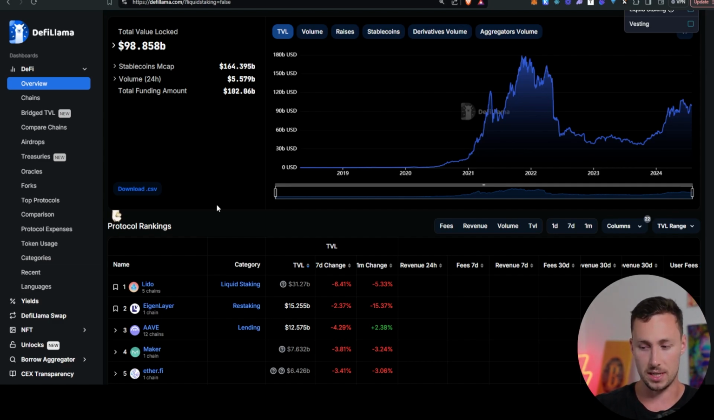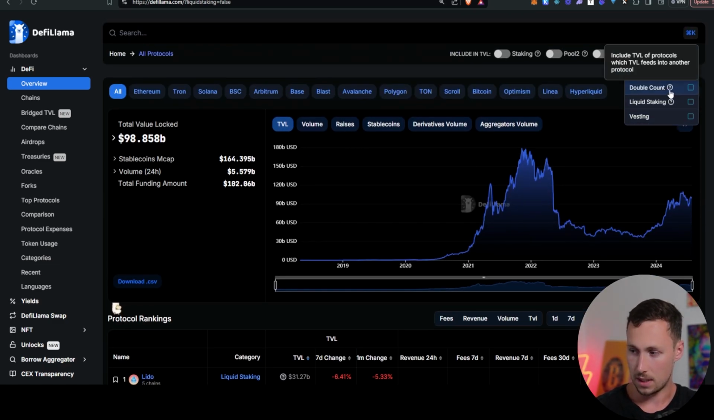There's good arguments on both sides whether it should be counted or not. Generally speaking, I like to count it. However, I consider liquid staking total value locked to be less valuable than other types of deposits like lending protocols.